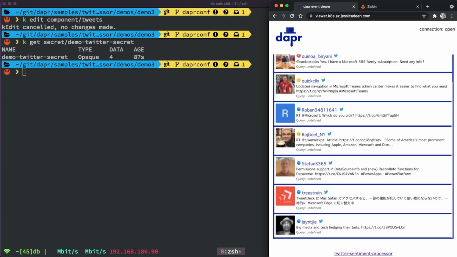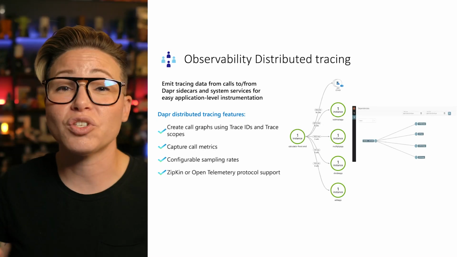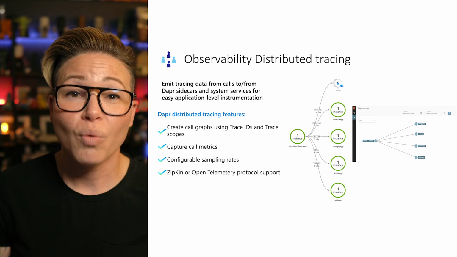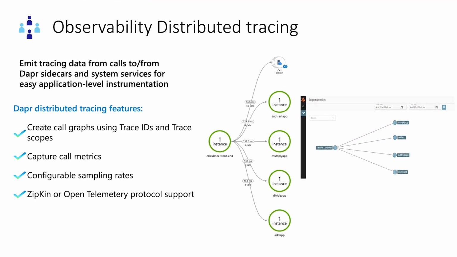Thanks, Dapr. The last thing I want to highlight is Dapr's tracing and metrics configuration. Observability gives us tracing across all the services in our application. With Dapr, we can configure where we want the telemetry sent. This slide shows the same tracing information visualized from Azure Application Insights and Zipkin.